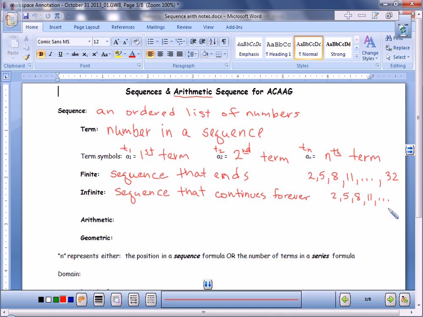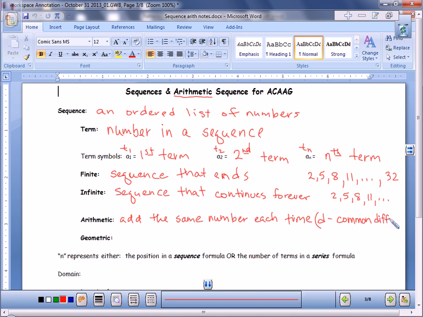So once again, 2 different types we're studying, arithmetic and geometric. Arithmetic is where we add the same number each time. And that number that we add every time has a special name.